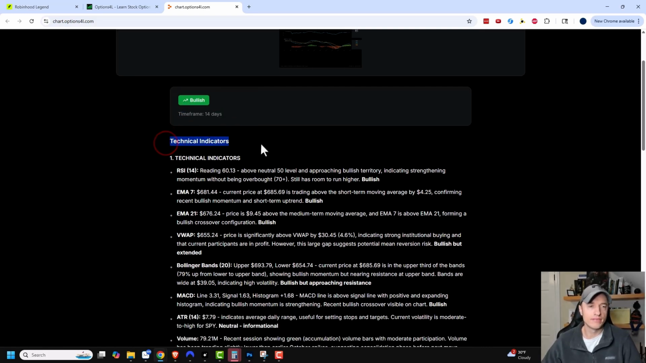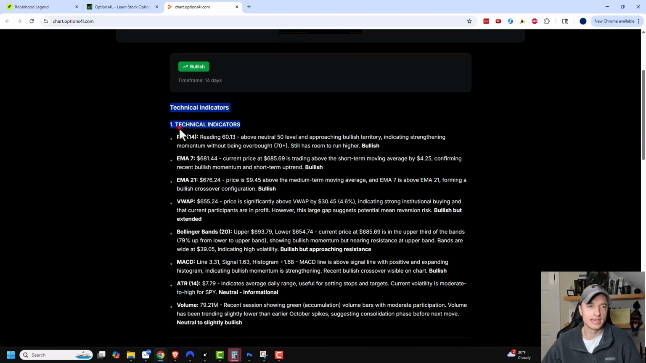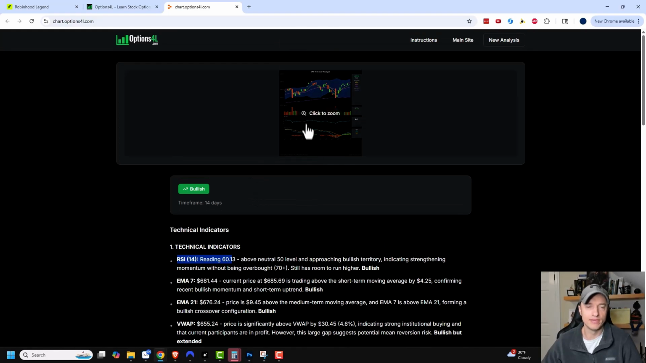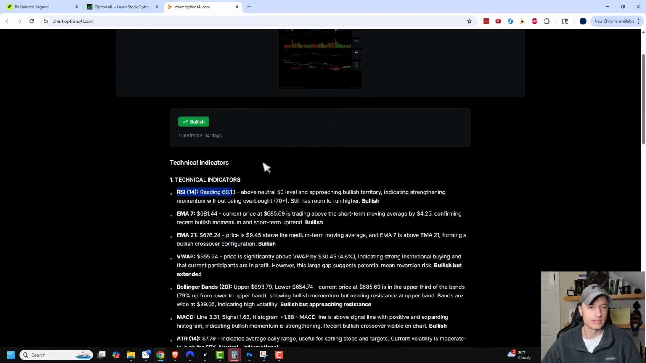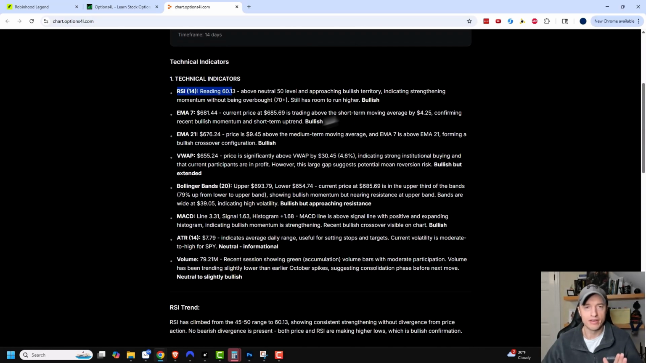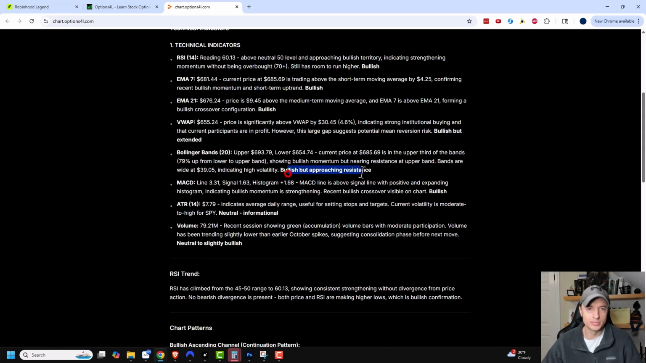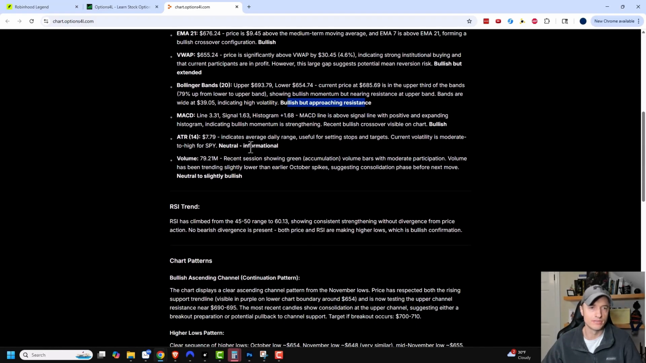It goes through all the different technical indicators that it sees. So the technical indicators, it's looking at the raw numbers, but it's also looking at the various trends and everything that are going on in the chart. So it's looking at all that information and you could go ahead and read through it. It gives you bullish, bullish, bullish. It gives you what it's looking at and why it's saying bullish or bearish or neutral or whatever. Bullish but approaching resistance, neutral, informational.